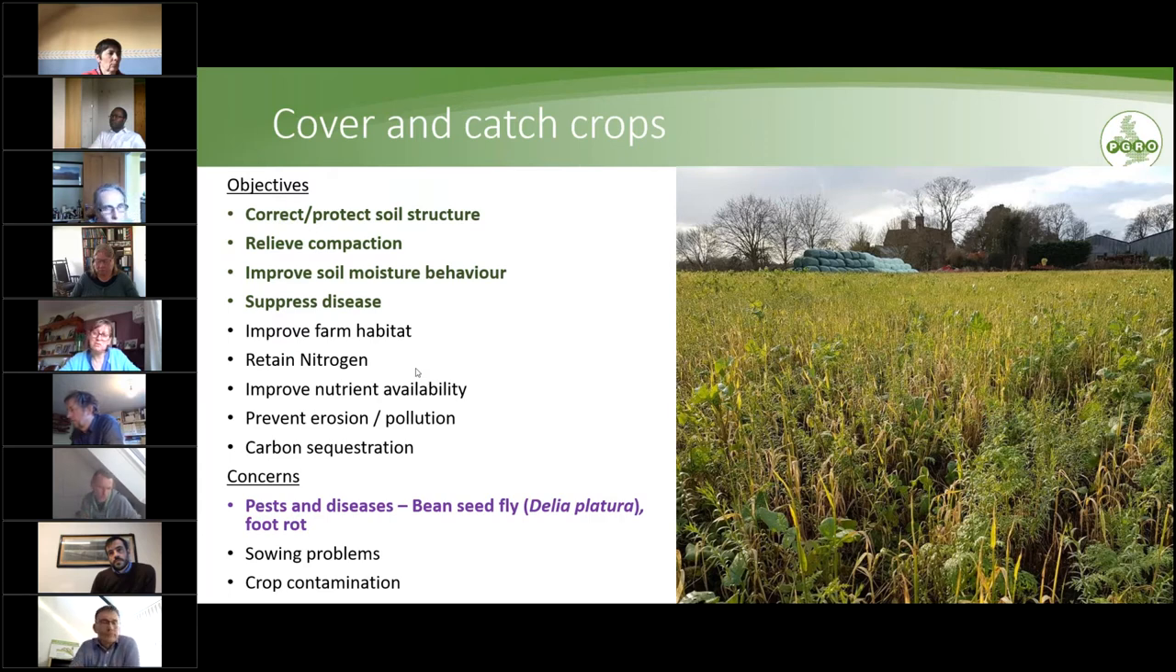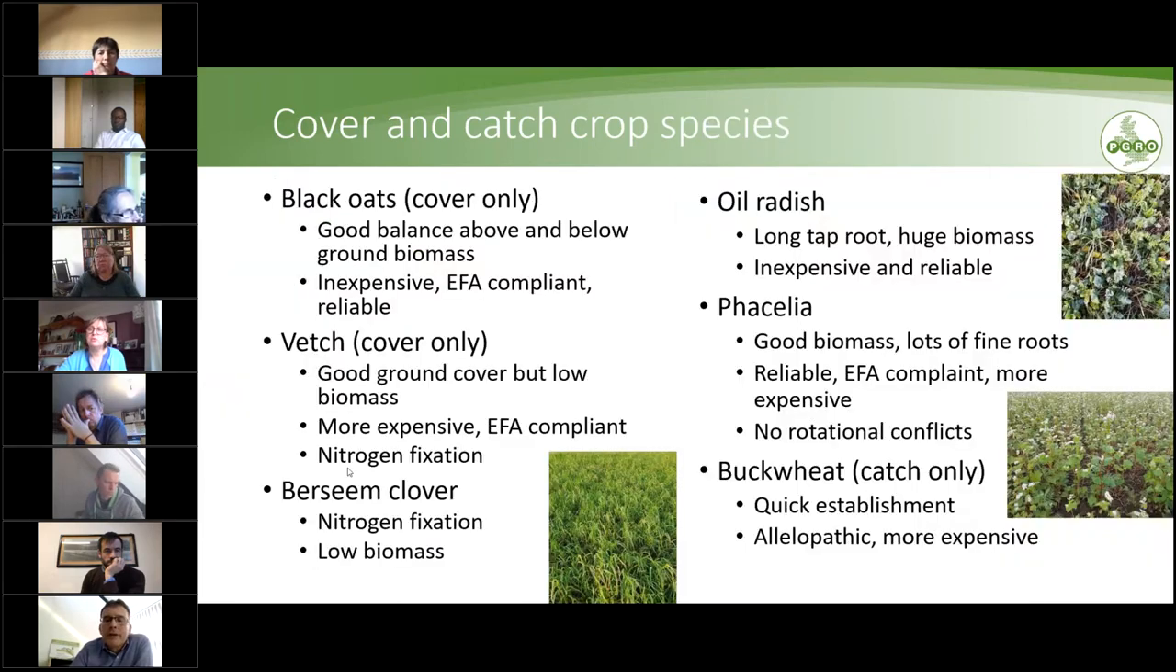But farmers were a little bit concerned as well about the potential for increasing levels of pests and diseases where cover crops have been in rotations. So specifically, having other legumes in cover crops might lead to increases in foot rot disease in particular, plus also having higher levels of organic material in crops has some potential for increasing a particular pest, which is the Delia platura, which is the bean seed fly. There were also concerns about sowing issues with trash and crop contamination, neither of which were a problem.